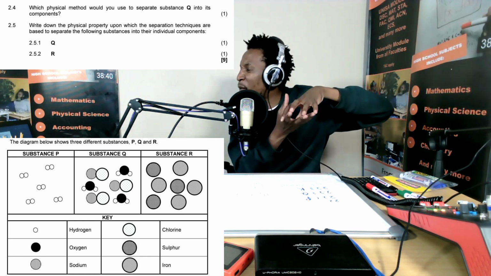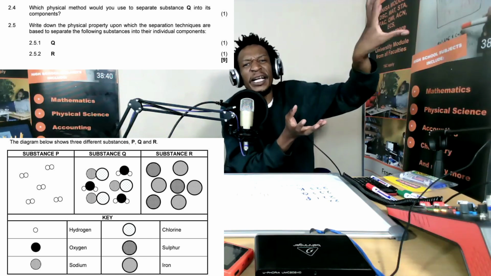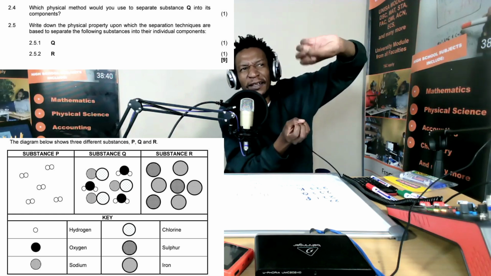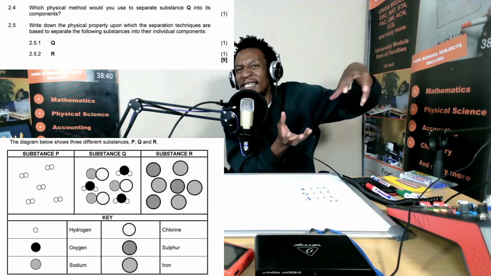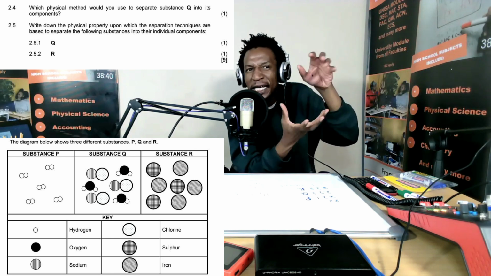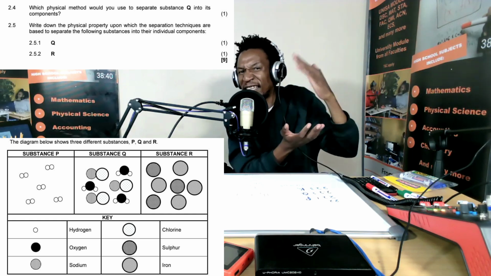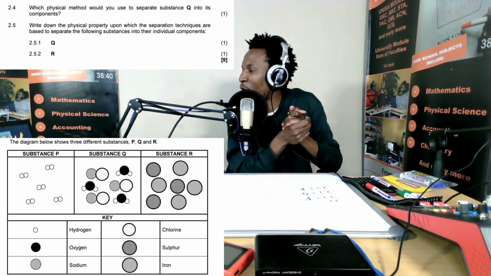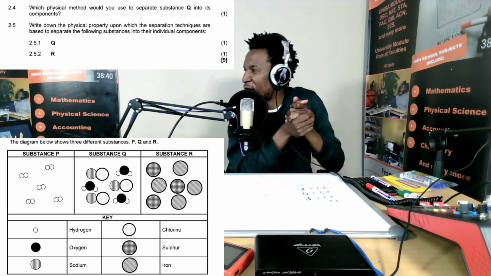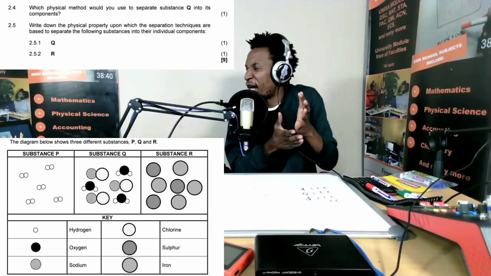Let's just say evaporation is the process you're going to use for 2.4, because as you boil it, it evaporates, and because of the density of the gas form of each one of the components, each one will be arranged into its own form. So just by boiling it, and then it starts evaporating, that's how the components can divide themselves, the bonds can break. So you can say for 2.4, evaporation is the process you're going to use to separate the components in substance Q, because it consists of water and sodium chloride anyway.